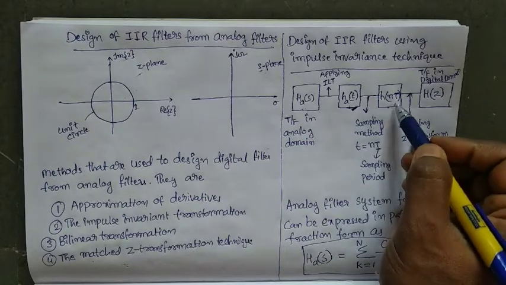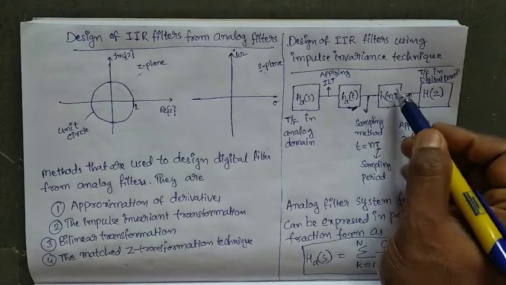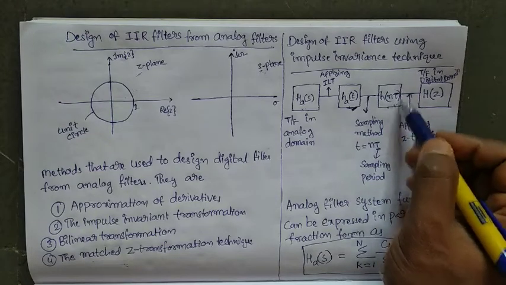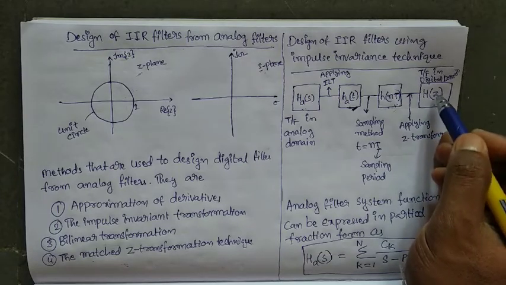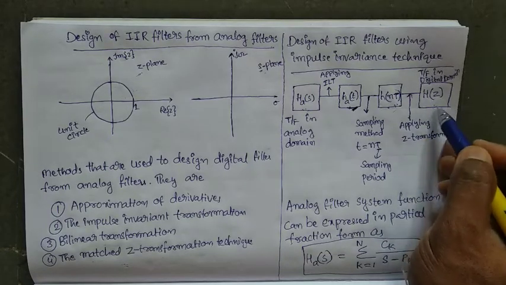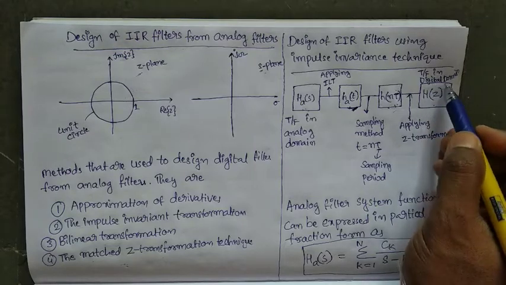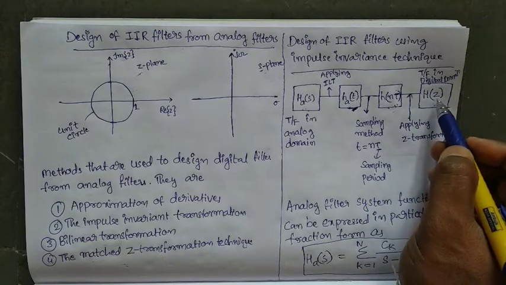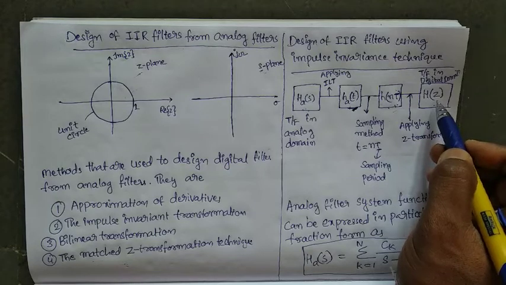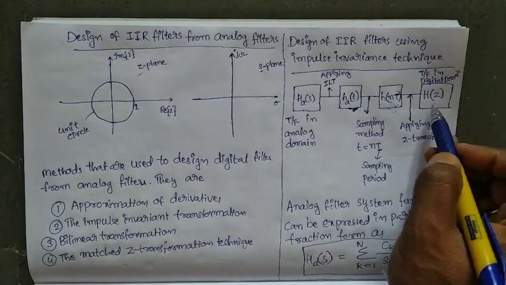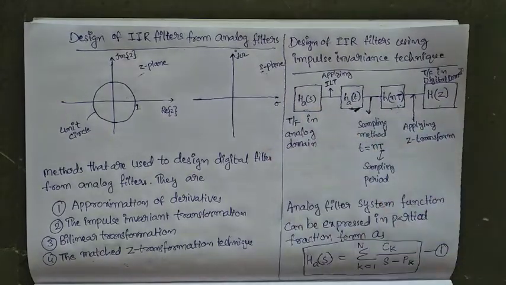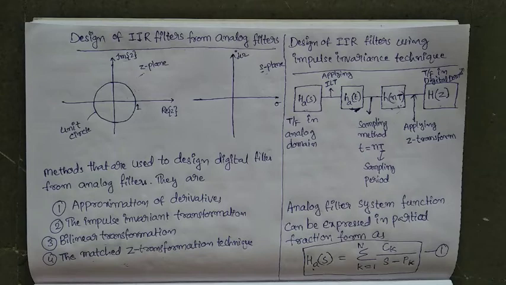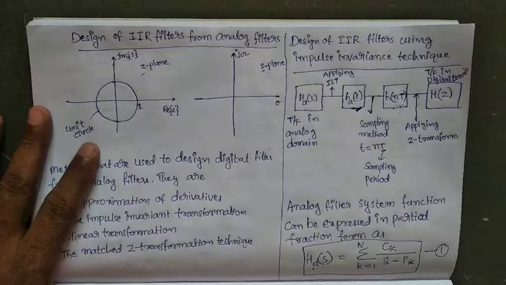Now we apply the Z transform to this impulse response. The Z transform of this impulse response gives the transfer function of the IIR system in the digital domain. These are the steps to design IIR filters using the impulse invariant technique.